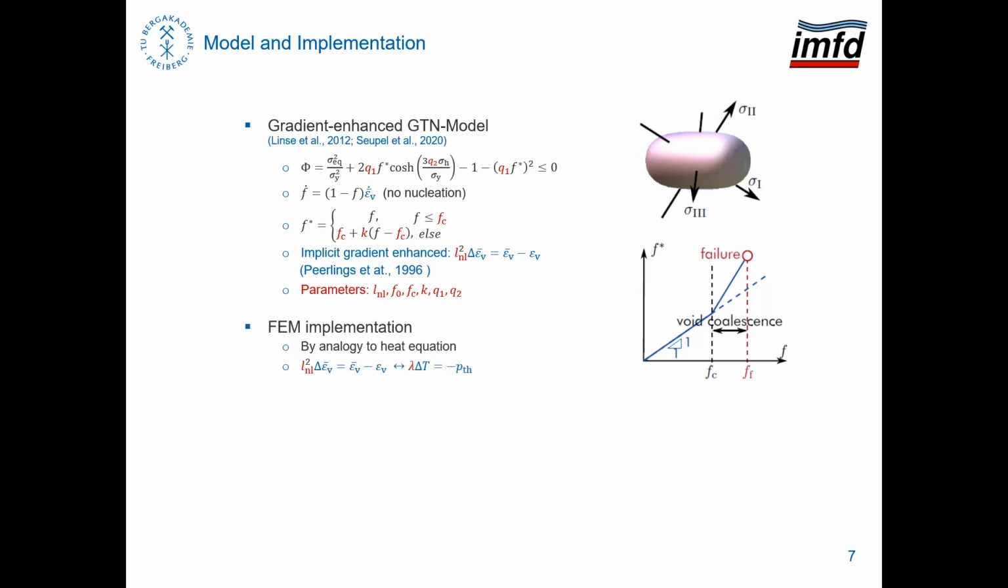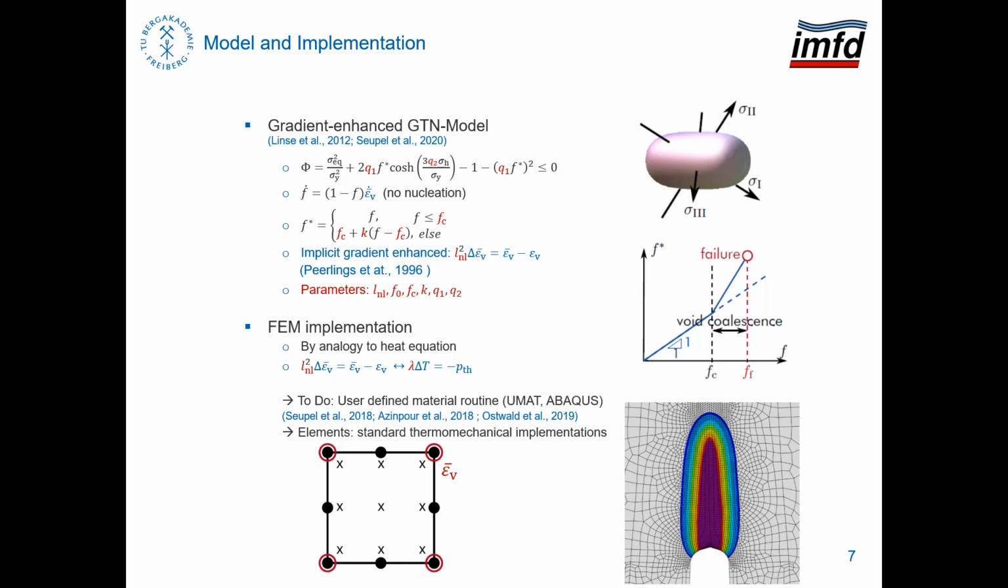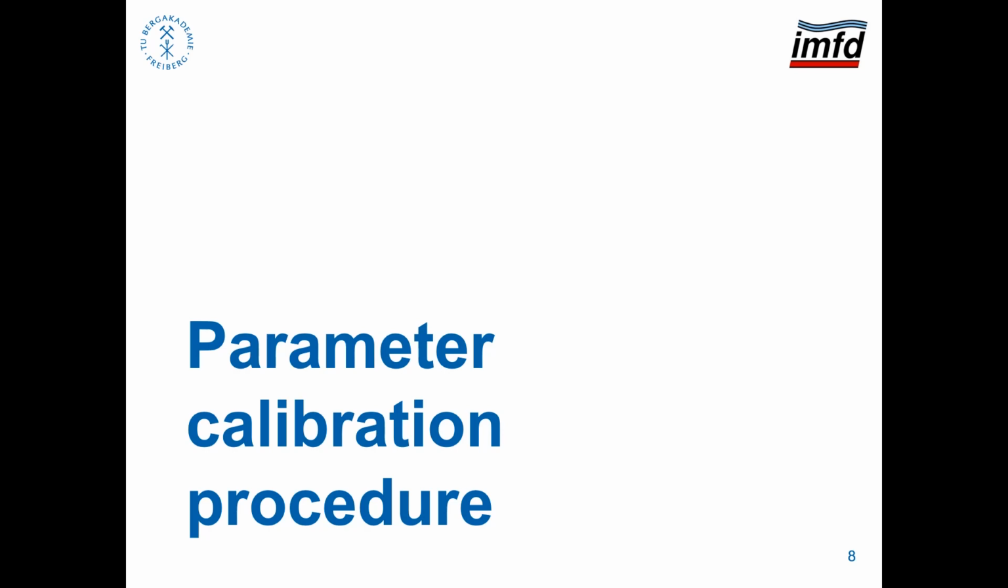For finite element implementation, the analogy between the Helmholtz type equation of the gradient enhancement and the steady-state heat equation can be exploited. Therewith, the coding of user-defined elements is circumvented. Instead, default thermomechanically coupled simulation tools of finite element programs can be utilized. Just a user-defined material routine for thermomechanical coupling needs to be defined. With the non-local implementation at hand, rather robust crack growth simulations are possible, as illustrated here, which are needed to investigate strategies for parameter calibration, as we will see within the following slides.